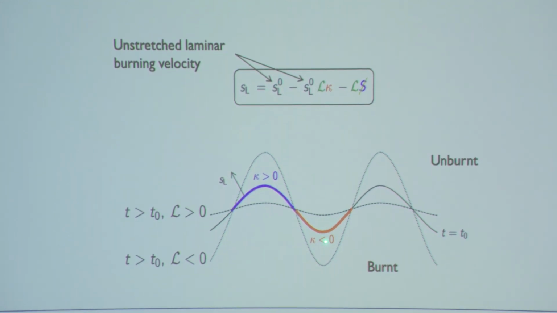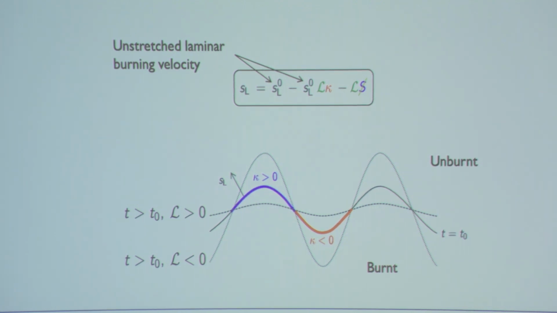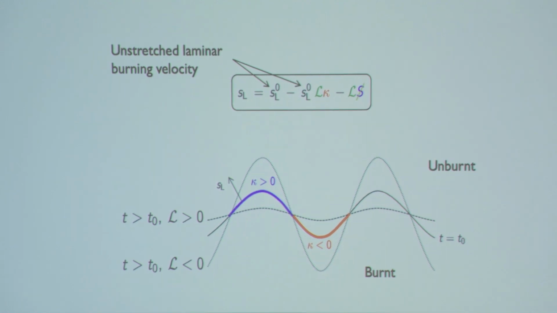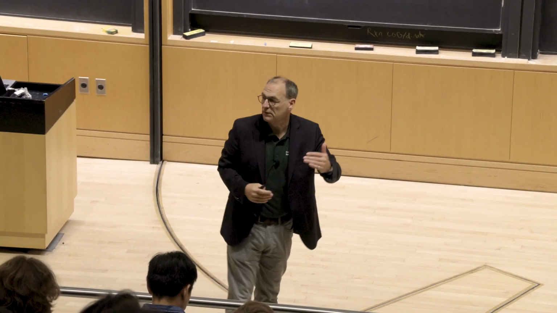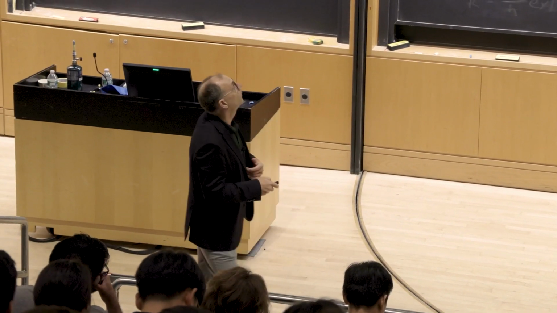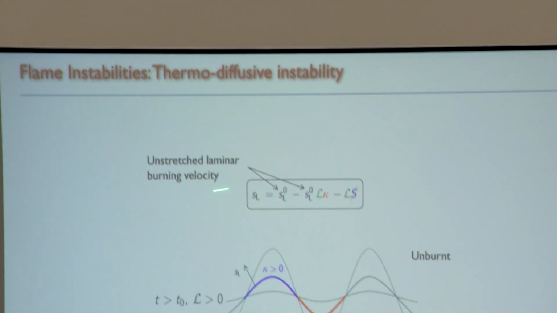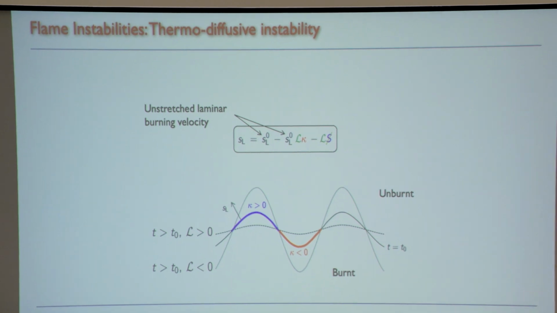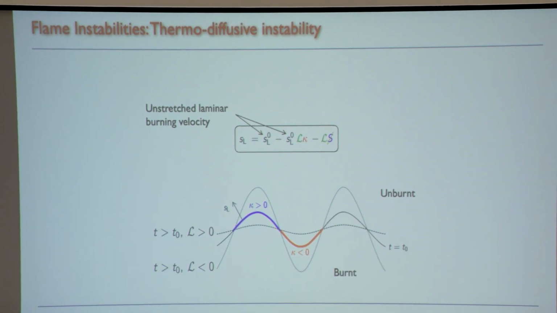This here will burn a little slower. And after a while, this looks like this, right? The initial perturbation got stronger. And then, of course, the effect becomes even stronger. And so that's why it's an instability. So that's what we call then the thermo-diffusive instability, because it depends on the difference between thermal and mass diffusivity.